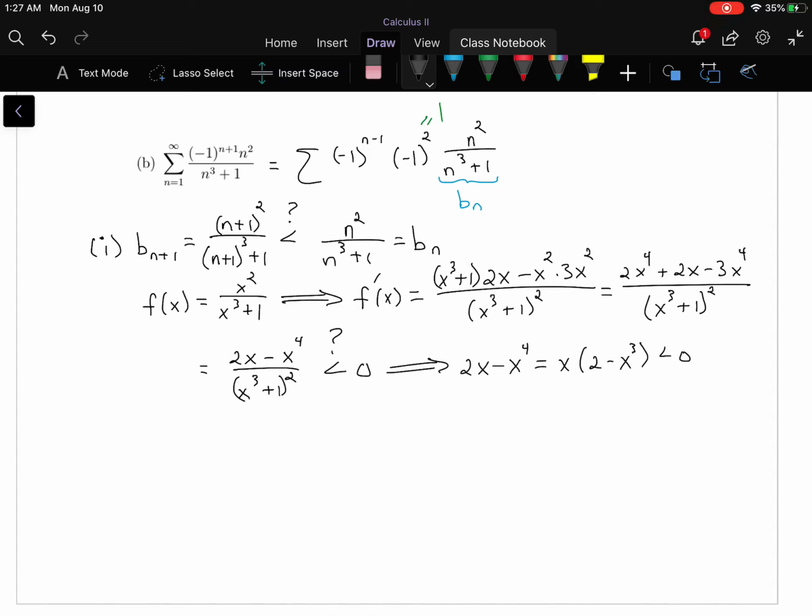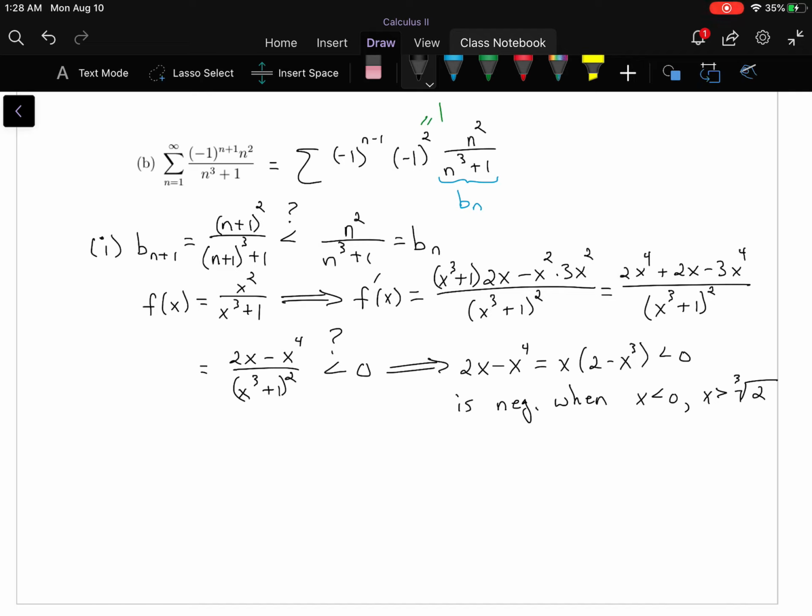And so that's going to be negative either when x is negative, or we've got x cubed is greater than 2, or x is greater than the cube root of 2. And so that is what we were looking for.